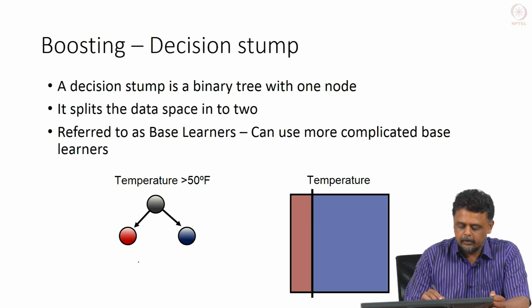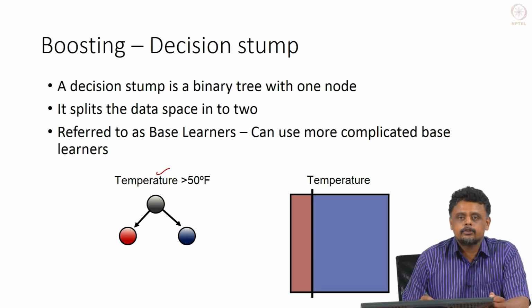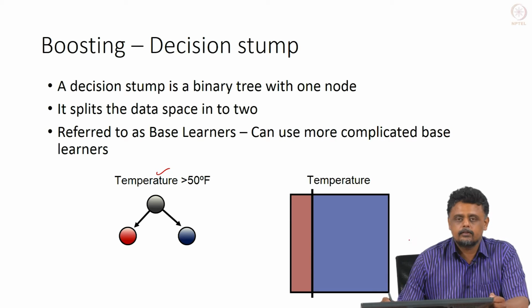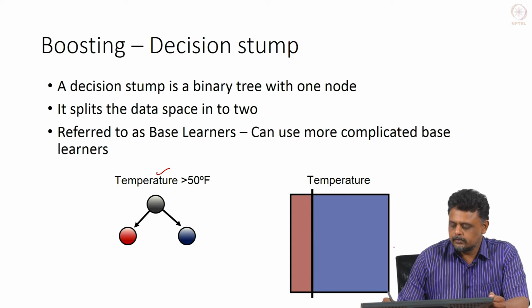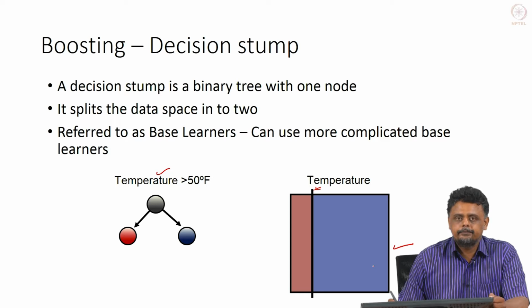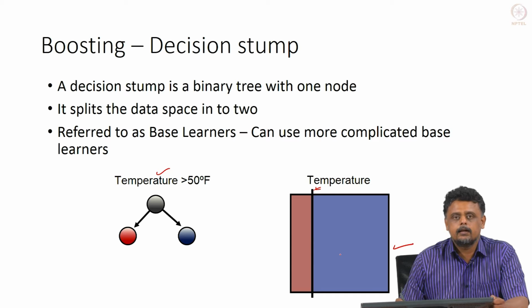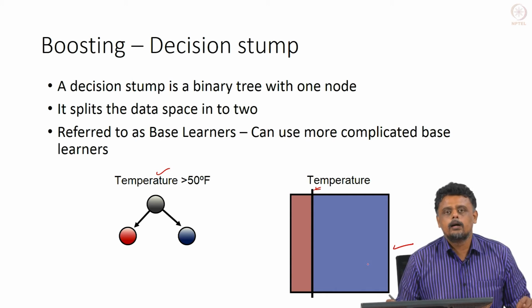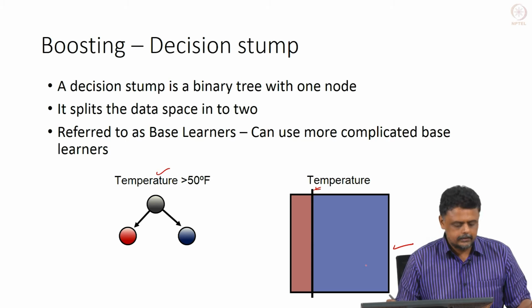So, if you look at a particular data set which has temperature as one of its features, we can split the feature space into two at this particular node based on a threshold on the temperature. This is just an illustration of how the decision space is split into two, and this is your classification boundary. All the data points to the right of the classification boundary belong to one node, and those to the left belong to the other. Okay. So, we will use a collection of these to perform boosting. Let us see how it is done.